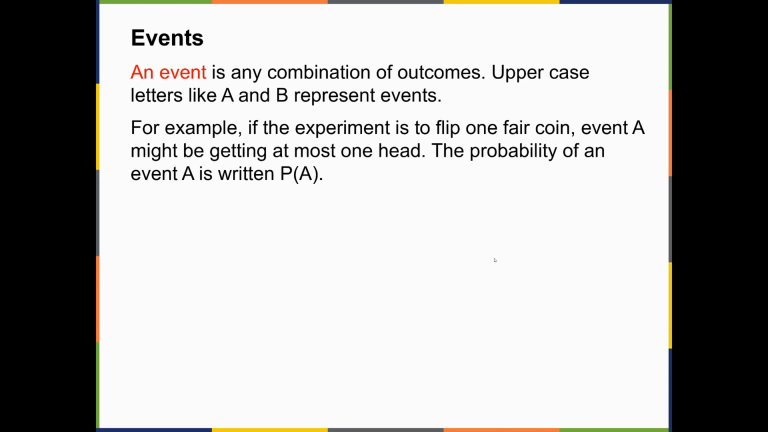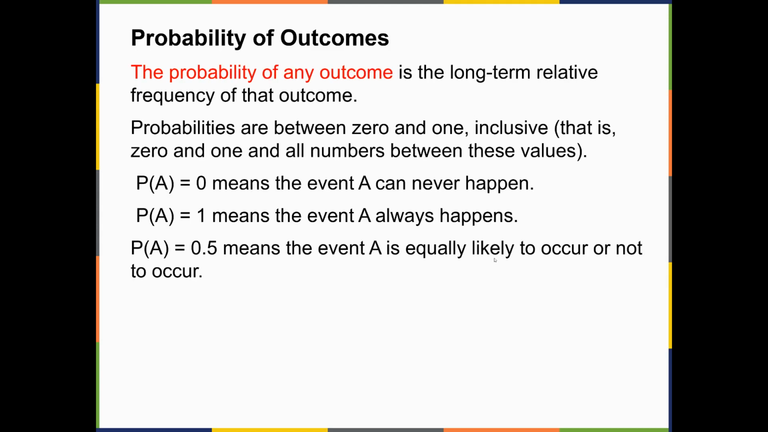We use uppercase letters like A or B to represent events. For example, we flipped one fair coin. A might be the event of getting at most one head, and the probability of an event is written P of A. The probability of any outcome is going to be the long-term relative frequency of the outcome. I'll talk about that a little bit more, just hang on there.